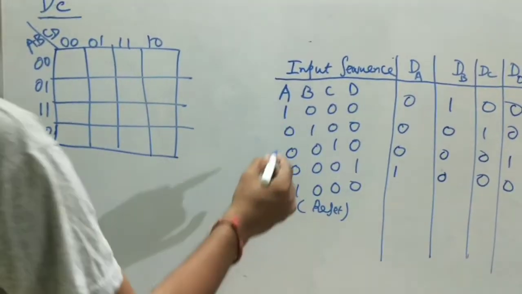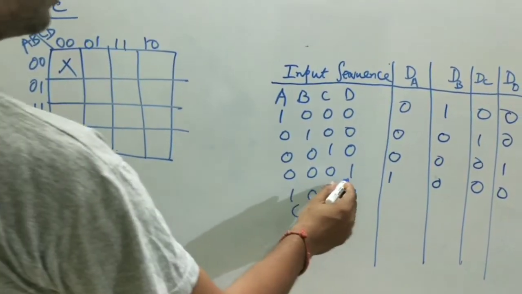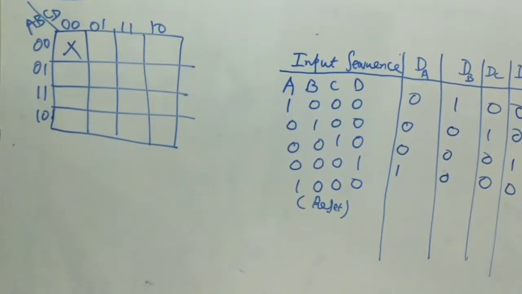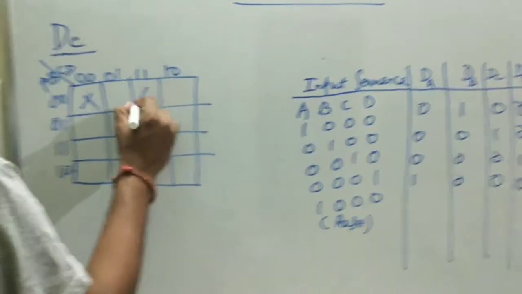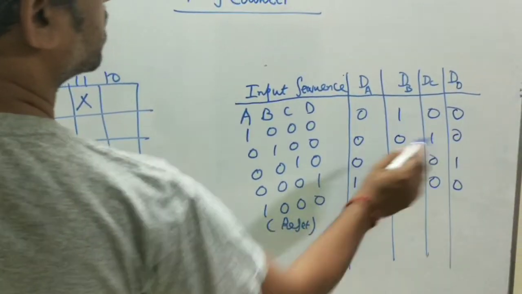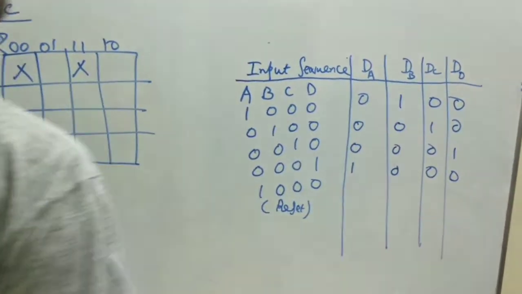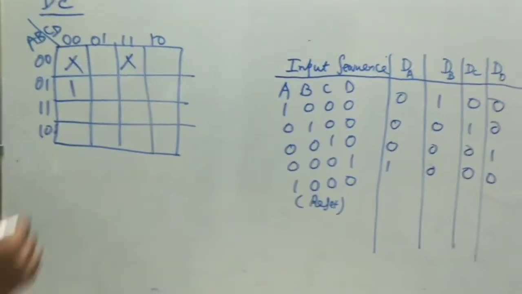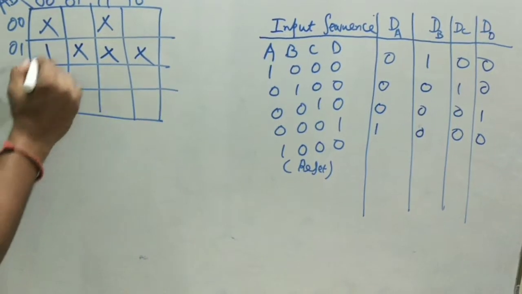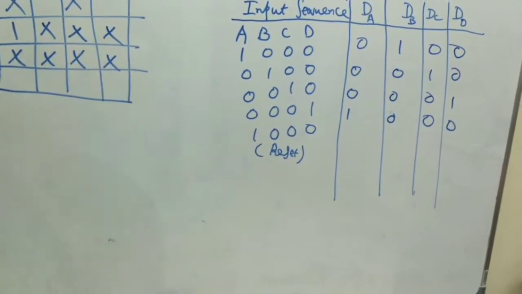So 0, 0, 0, 0 won't come, so don't care. 0, 0, 0, 1 is 0 for DC, right? We won't plot it. 0, 0, 1, 1, don't care. 0, 0, 1, 0 is 0, we won't plot it. 0, 1, 0, 0 is 1. 0, 1, 0, 1 is don't care. Here also don't care. These also don't care. 1, 1, 0, 0 don't care. 1, 1, 0, 1 don't care. These are all don't care.